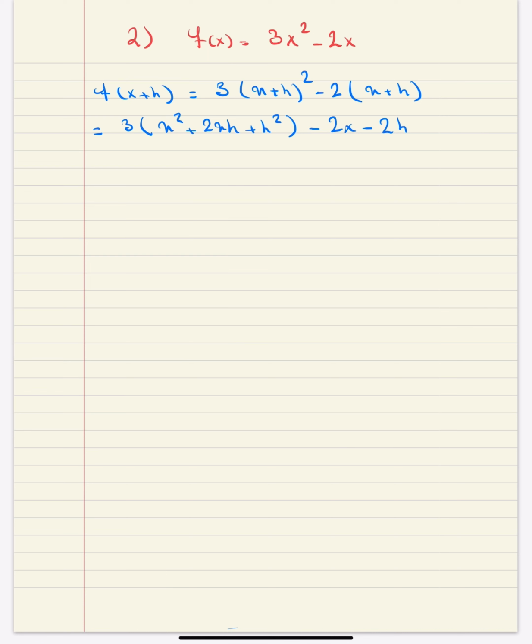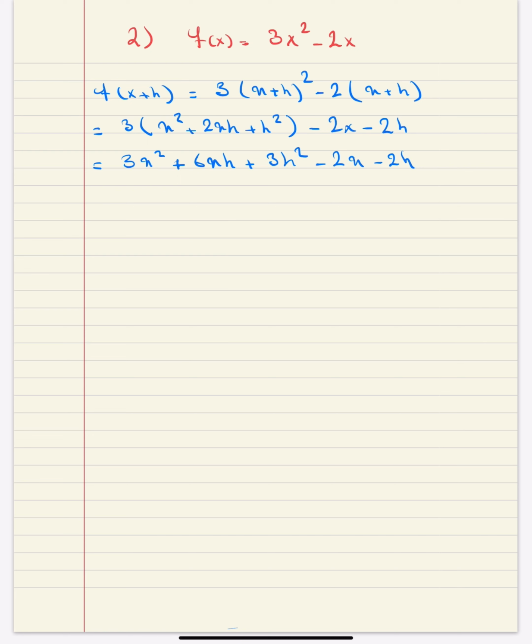And if we further expand this and multiply 3 with our expression in the brackets, we would get 3x squared plus 6xh plus 3h squared minus 2x minus 2h. And it's always good to double check if there's further simplification that can be done, but in this case, this would be it.